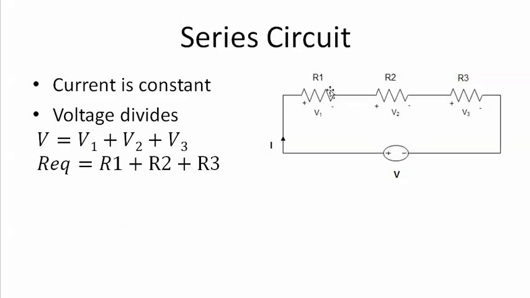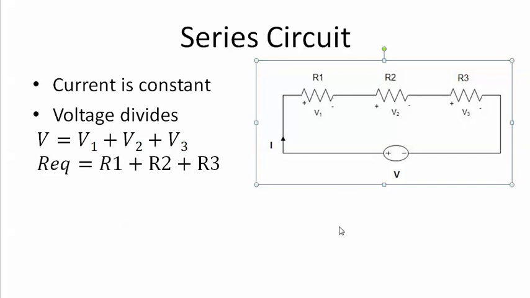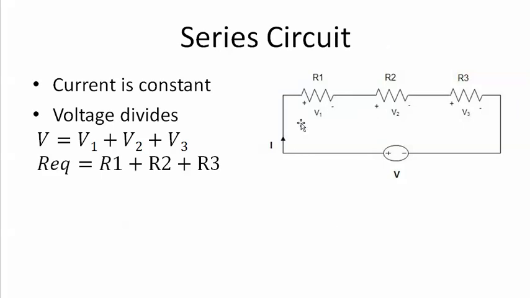It is a circuit in which the current remains constant through the elements, and the voltage across these elements varies. That is, in this circuit, R1, R2, R3 are connected in series. So we are applying a voltage V. Voltage across R1 is V1, R2 is V2, and R3 is V3. And the current through all these elements, that is R1, R2, R3, is the same, that is I.